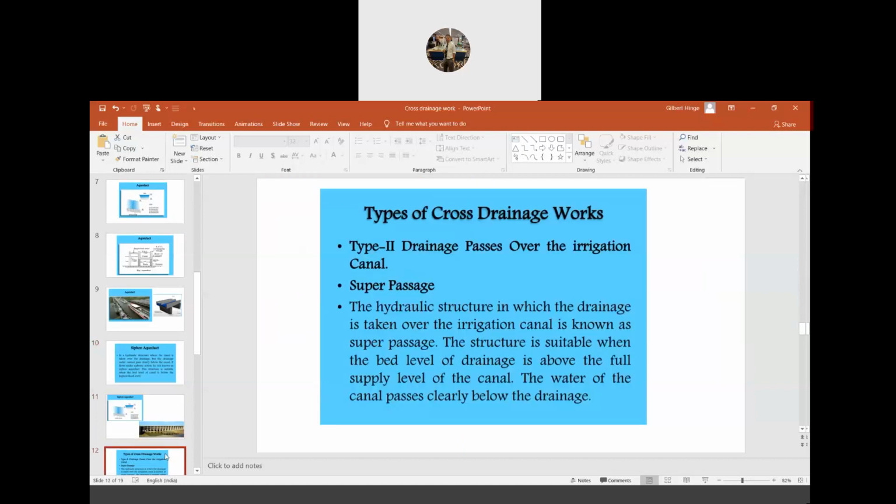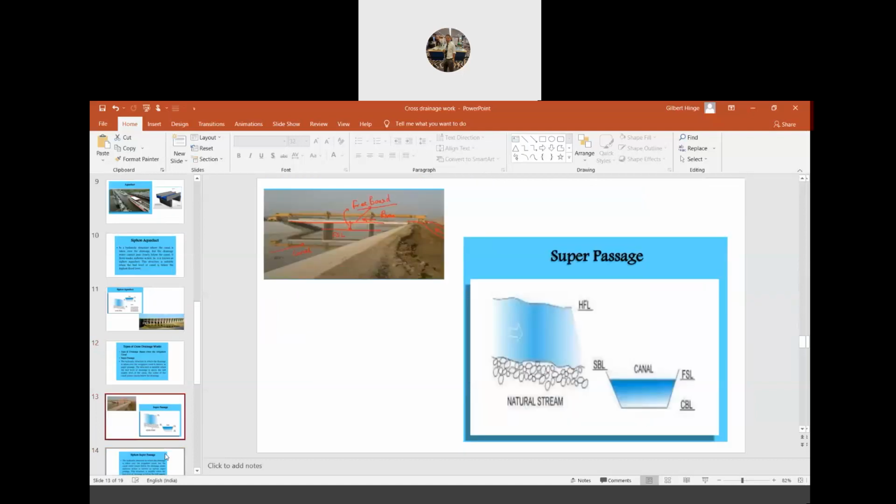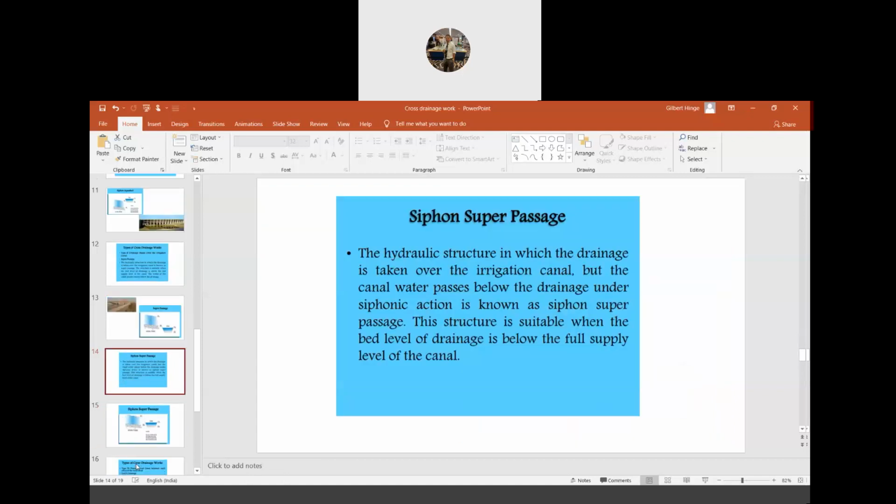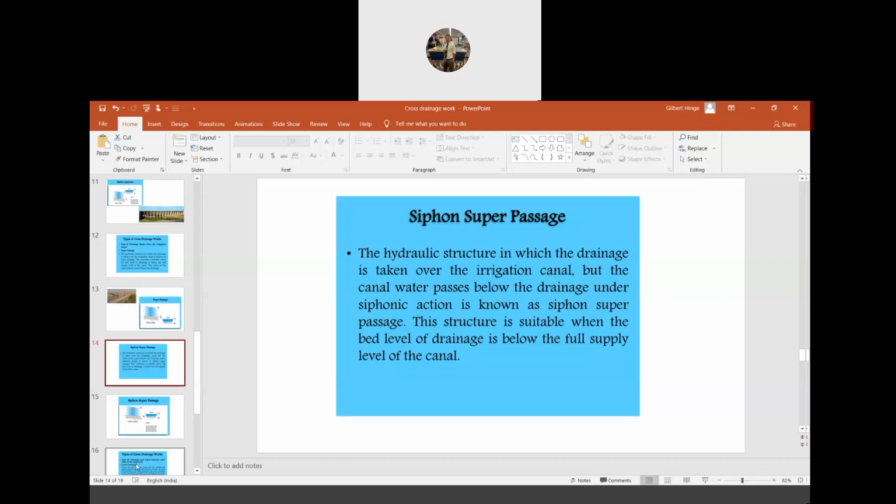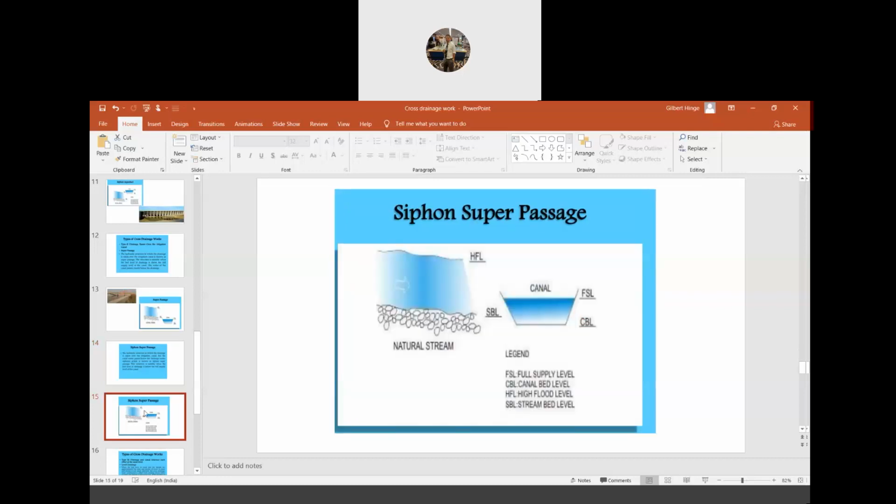Then we talk about type 2, the super passage. Here the bed level of the river is well above the full supply level of the canal, and in this case both the waters are flowing under atmospheric pressure. However, in case of a siphon super passage, the bed level of the river is below the full supply level.